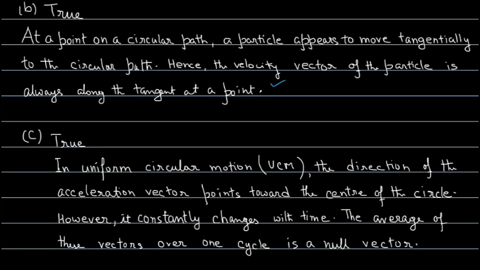And the third statement is also true because in uniform circular motion, the direction of the acceleration vector points towards the center of the circle. However, it constantly changes with time. The average of these vectors over the circle is a null vector.